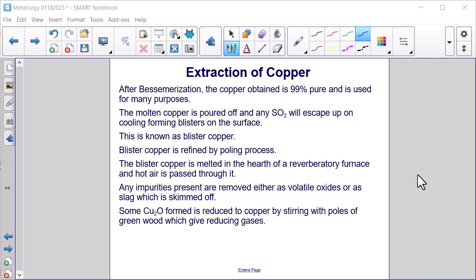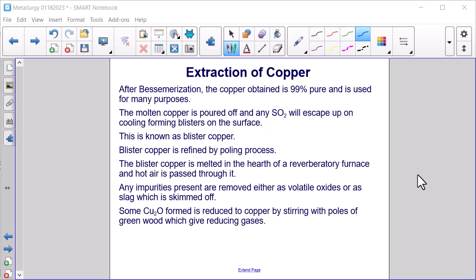After Bessemerization, the copper obtained is 99% pure and is used for many purposes. The molten copper is poured off and any SO2 will escape upon cooling, forming blisters on the surface. This is known as blister copper. Blister copper is refined by the poling process.